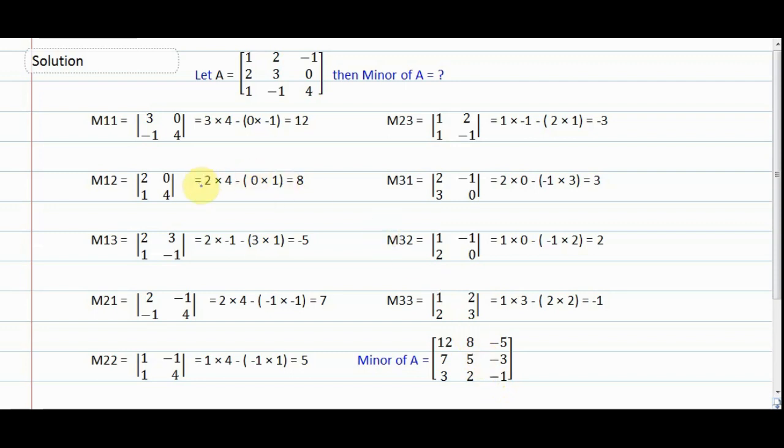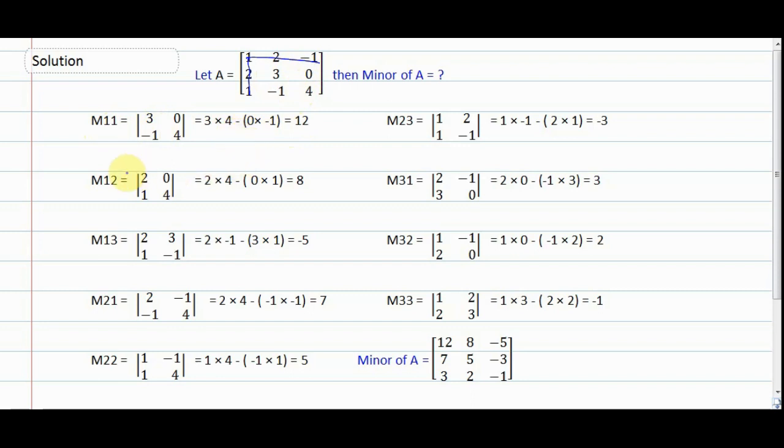You may see how the calculation is done. The minor value corresponding to the first element 1 will be calculated like this by omitting the first row and first column. Left out elements are 3, 0, minus 1, 4. So calculate the value of the determinant containing these 4 elements. We will get the value of M11. So here we are getting it as 12.